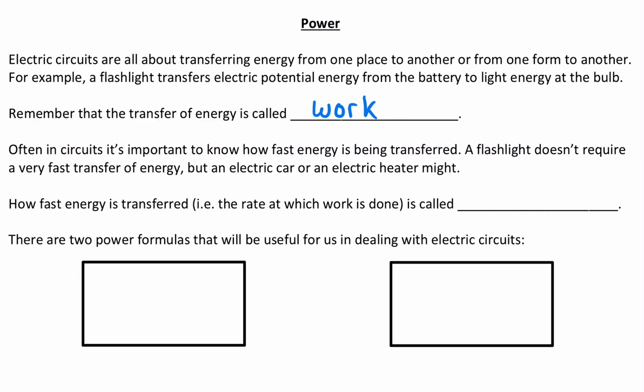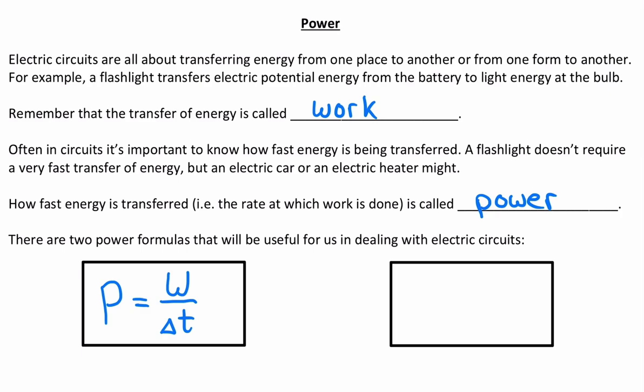And this rate, the rate at which energy is transferred, or the rate at which work is done, you might remember, is called power. Power is the rate at which work is done. And there are two formulas for power that will be useful for us when we're dealing with electric circuits. One is a formula we've learned before. That's the definition of power. Power is work over change in time.